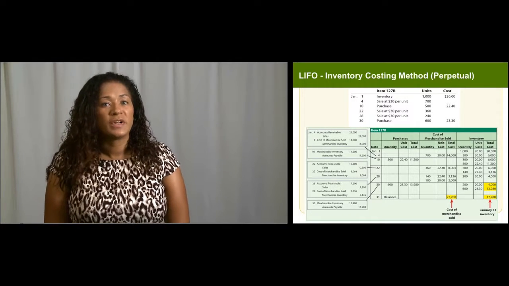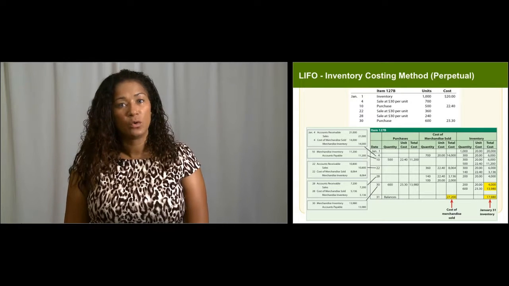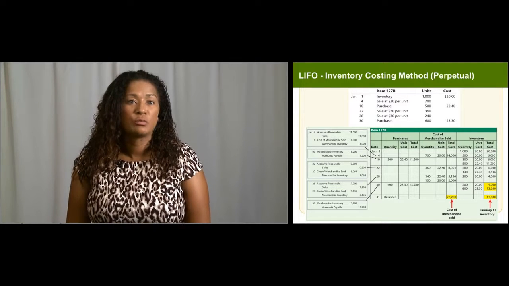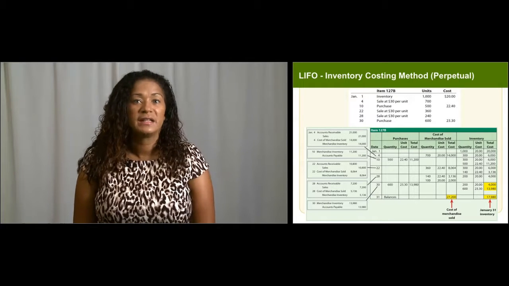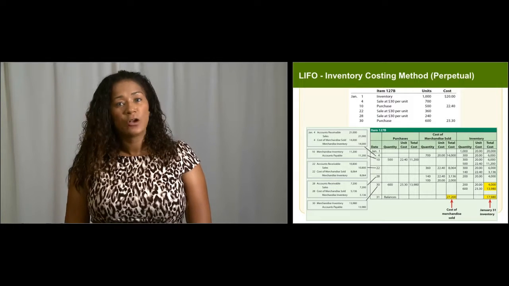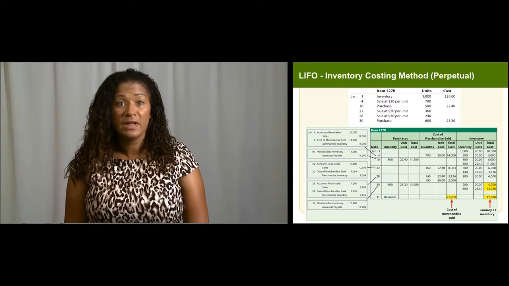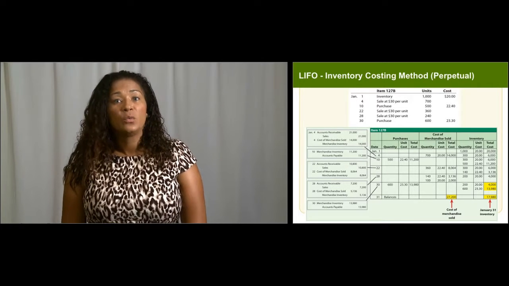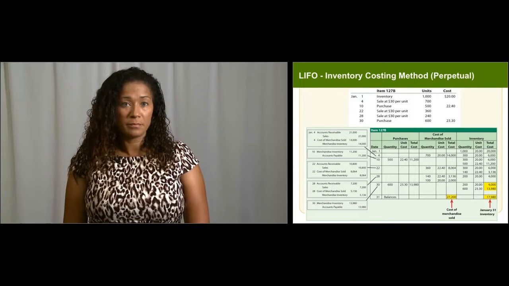Let's look at one more transaction. On January 22nd, the company sold 360 units at a selling price of $30 per unit. As always, the first step is to enter January 22nd in the date column. Since we have 2 different groups of inventory in stock, we need to determine which group of inventory we will use first to fill this order. Since we are using the LIFO method, last in, first out, we need to use the 500 units that were purchased last to fill the order.